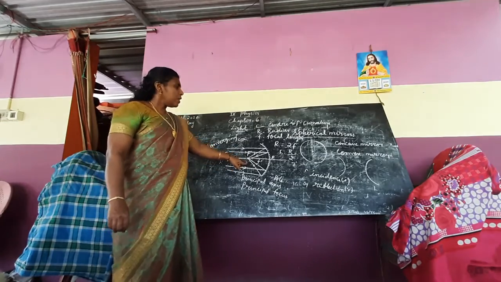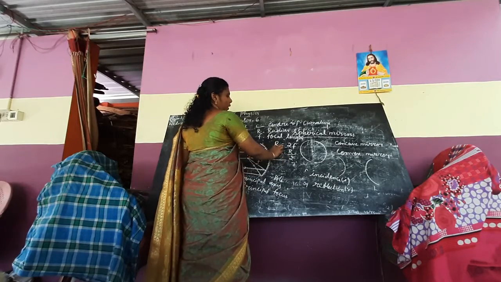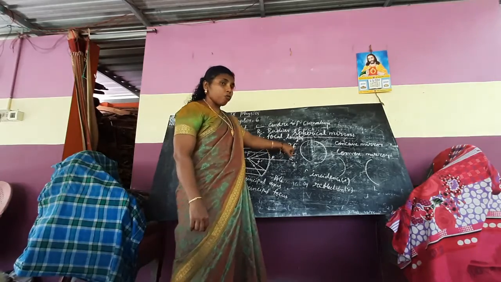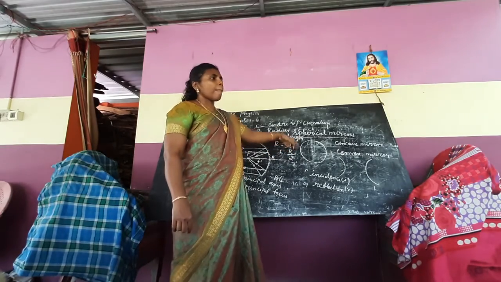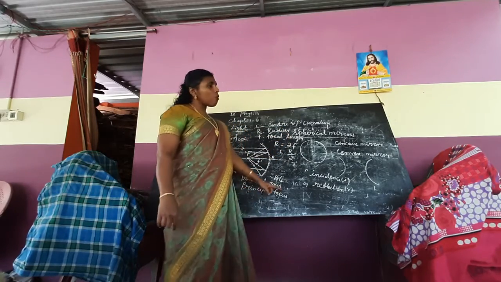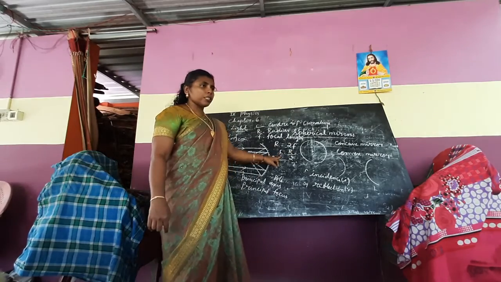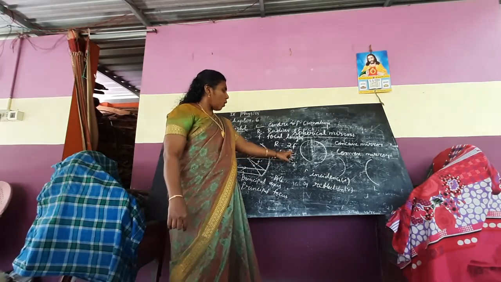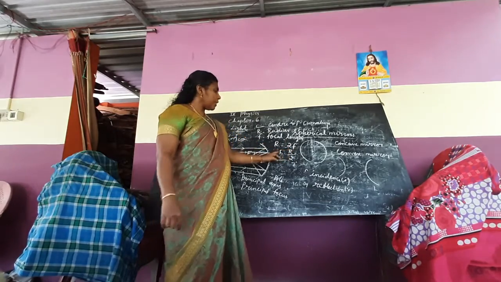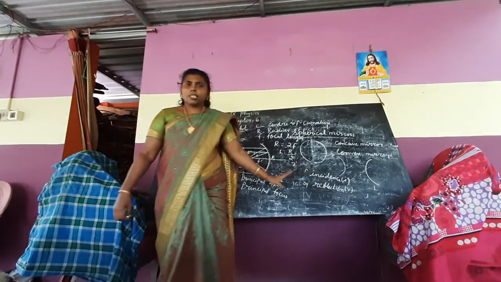So the concave mirror is also called the converging mirror. Then by using this formula we can find the focal length: R equals 2f. R means radius of curvature, the center of curvature. Small f is the focal length, and capital F is the principal focus. From here we can find the focal length: f equals R by 2. R is the radius of curvature and f is the focal length. We learned all this in the last section.